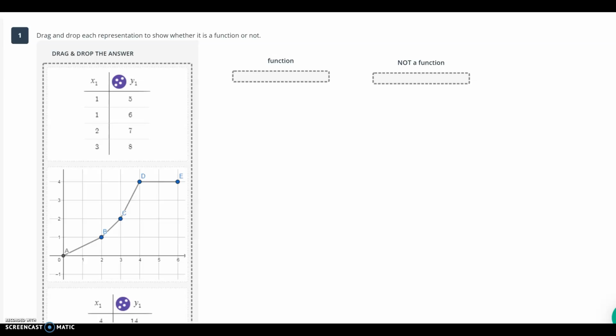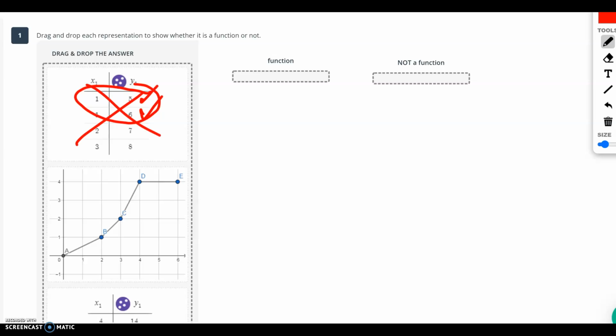Hi, we're going to be going through the pre-algebra test number 5 so that you can see what you might have missed. So right here, the first thing we're going to do is talk about, are these a function or not? Remember, if it is a function, every input has one and only one output. So when I look right here, number 1 has an output of 5 and an output of 6, so that would not be a function.